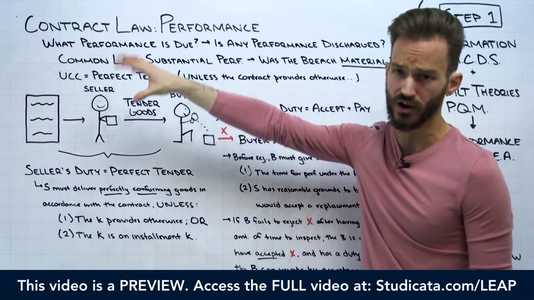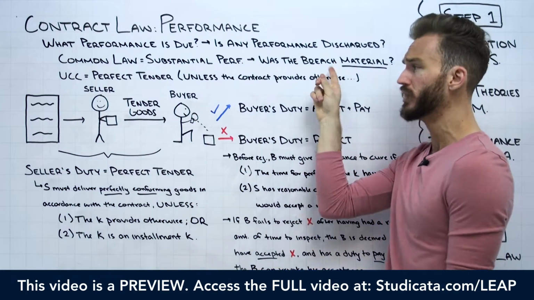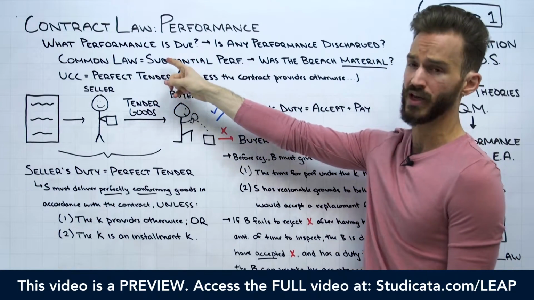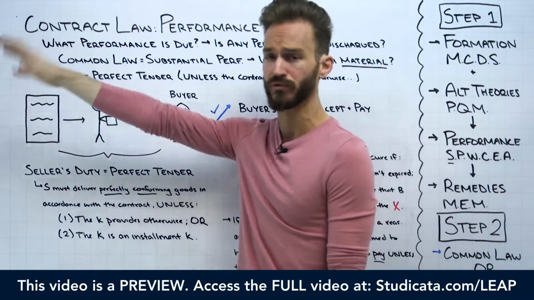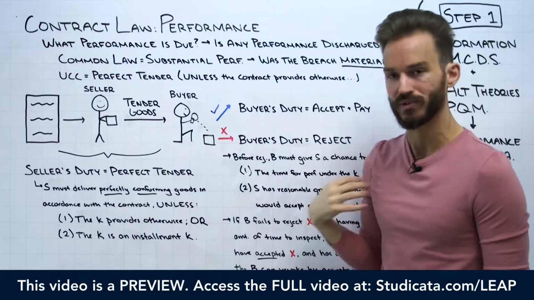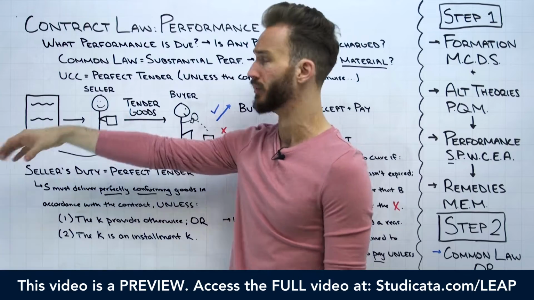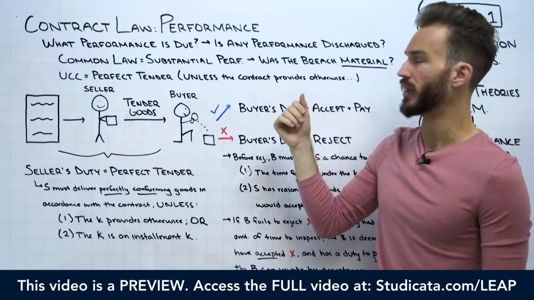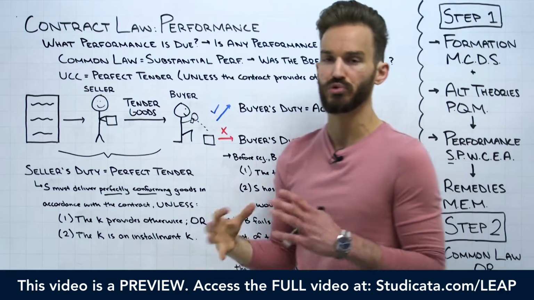That $20 million contract, you can say, hey, look, there's a material breach here. We don't have substantial performance. This builder failed to substantially perform. We have a material breach. Therefore, my performance is discharged. And that would be true. So under the common law, we have substantial performance, and we're really asking, is this breach material?